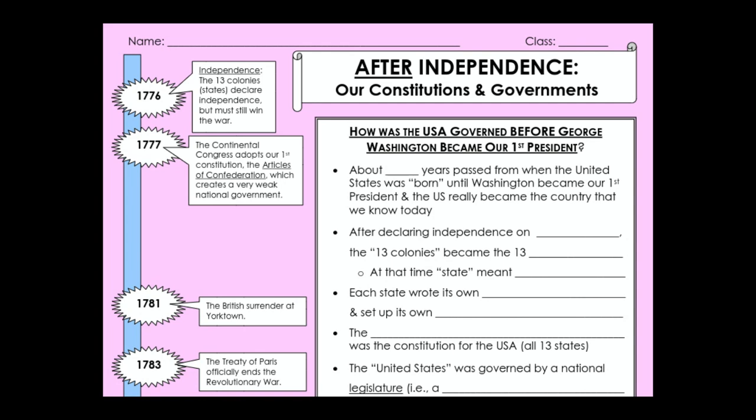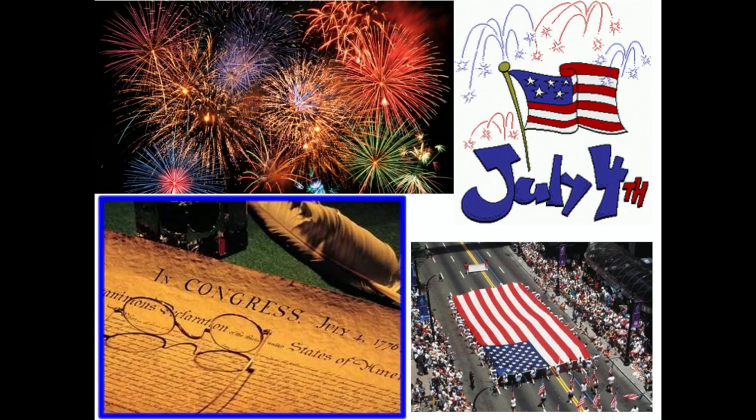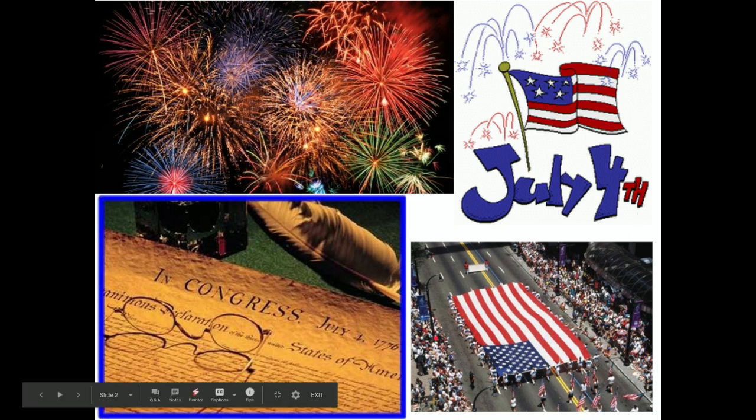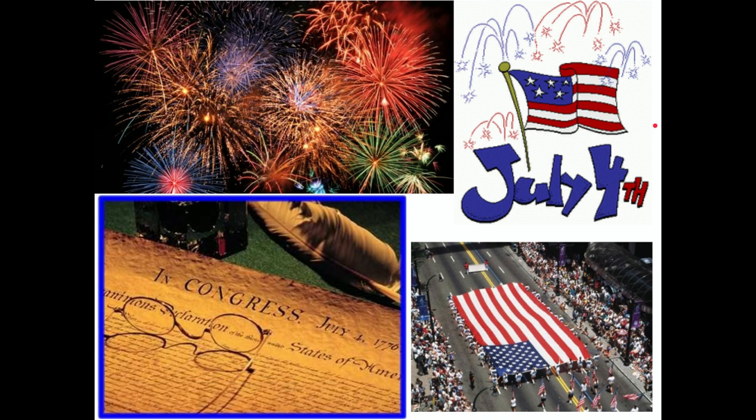So, first of all, after independence, our constitutions and government. You know that our nation's birthday is July 4th, 1776. In Congress, July 4th, 1776, that is the day the Declaration of Independence was approved. Do you need to know that date? Yes, you do. Should you know the difference between 1776 and 1876 or 1976? Yes, you should. 1776. Memorize it. All right, July 4th, 1776, we declare independence.